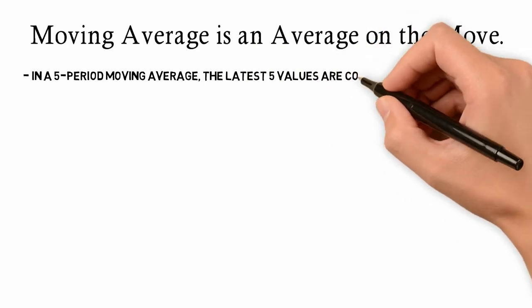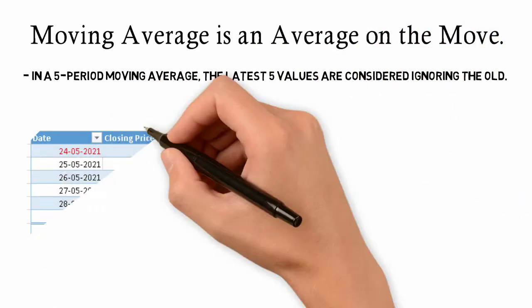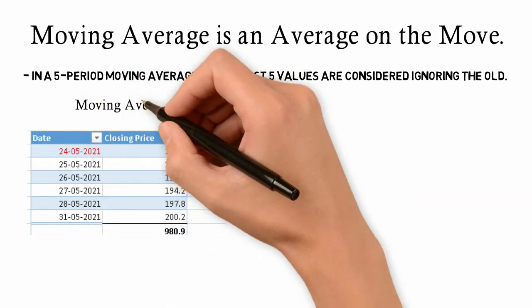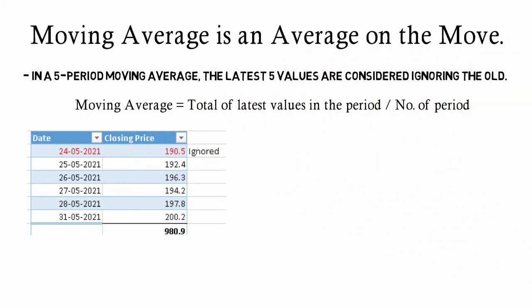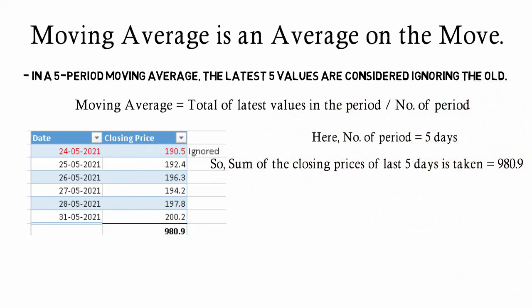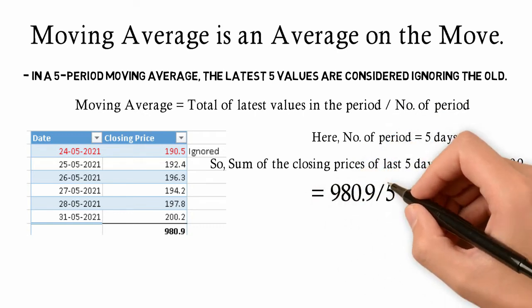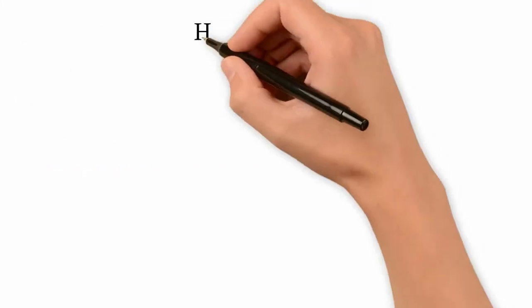So, in a 5-period moving average, only the latest 5 among the set of values are considered, ignoring the old ones. In this example, the old one is ignored. As a result, moving average is equal to the sum of last 5 days closing price divided by the number of days. That is equal to 980.9 divided by 5, which is 196.18.